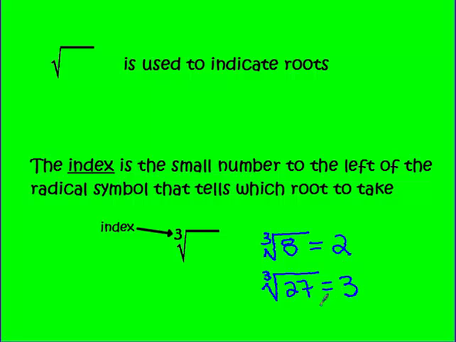You can have roots higher than 3. You can have the 4th root of 16. What times itself 4 times gives you 16? That would be 2. So the square root is what we're commonly used to seeing, but you can also have cube roots, 4th roots, 5th roots, 6th roots, and go higher from there.